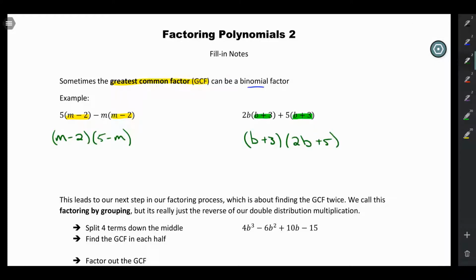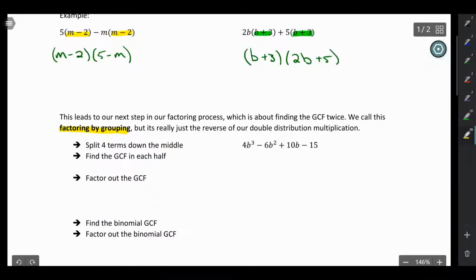So we're going to take this to the next level and do what is called factoring by grouping. That is where I take a 4-term polynomial and find the greatest common factor, not once, but twice, well, technically 3 times, I guess, so that we can reduce this to 2 factors that are multiplying. So the first thing we do is split our 4 terms down the middle, so I'm just dealing with 2 at a time. Then I'm going to find that greatest common factor in each half.